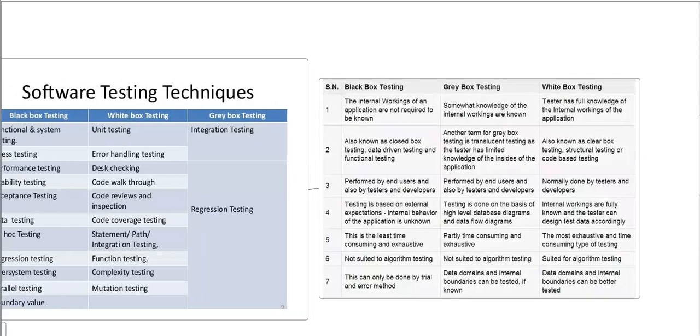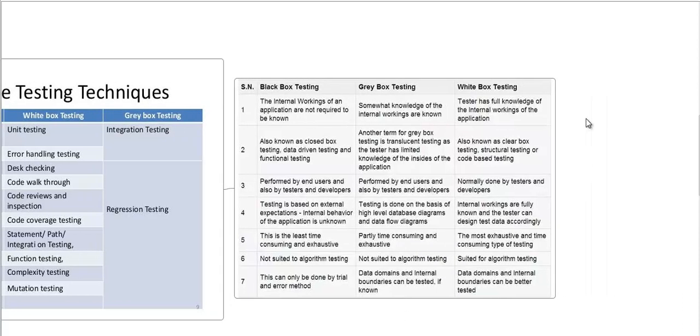Now we see what is gray box testing. Some knowledge of the internal workings is known. Another term for gray box testing is translucent testing. As a tester has limited knowledge of the inside of the application, it is performed by end users and also by testers and developers. Testing is done on the basis of high level database diagram and data flow diagram. Partially time consuming and exhaustive, not suited to algorithm testing. Data domain and internal boundaries can be tested if known.